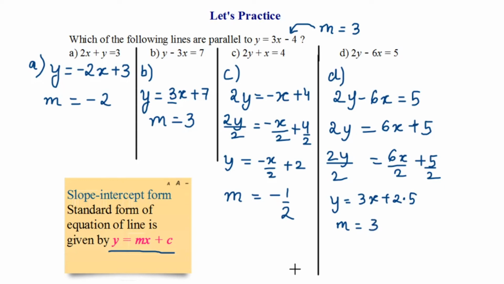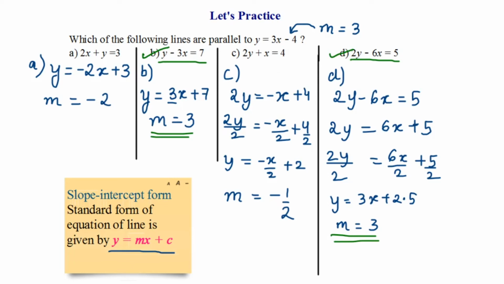We know that parallel lines have the same gradient. Hence we can observe in this case that the lines y - 3x = 7 and 2y - 6x = 5, these two lines have a gradient of 3 and hence they are parallel to the given line y = 3x - 4.